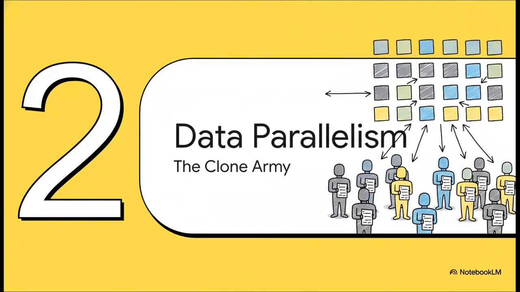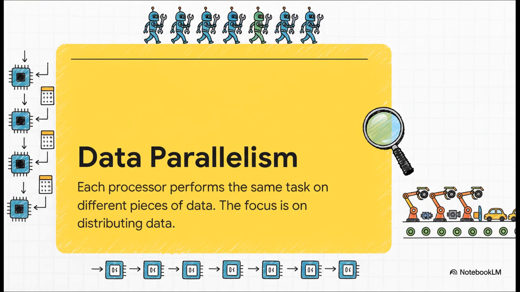All right, let's switch gears to the other side of the coin. If task parallelism is our specialist team, then data parallelism is a clone army. Forget specialists. Here, we've got thousands, maybe millions, of identical soldiers all executing the exact same command at the exact same time. And you can see the critical shift right there. We are no longer distributing the work. Now we are distributing the data. Every single processor is running the exact same program, the same instruction, but they're each doing it on their own little chunk of the data pile.